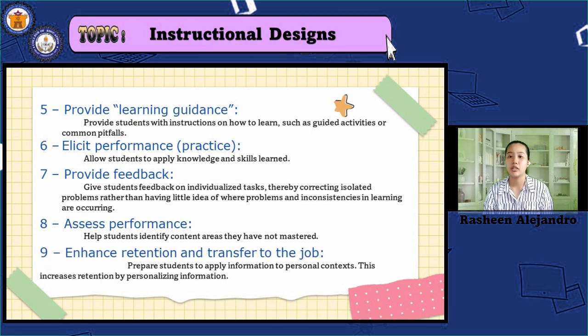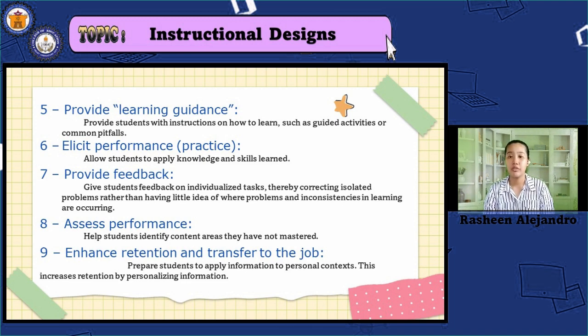The fifth event of instruction is provide learning guidance. Provide students with instructions on how to learn, such as guided activities or common pitfalls. Teachers should provide instruction on how to learn. The sixth event of instruction is elicit performance or practice. It allows students to apply knowledge and skills learned. The students here will demonstrate their understanding with the performance. An example of elicit performance or practice is role playing.